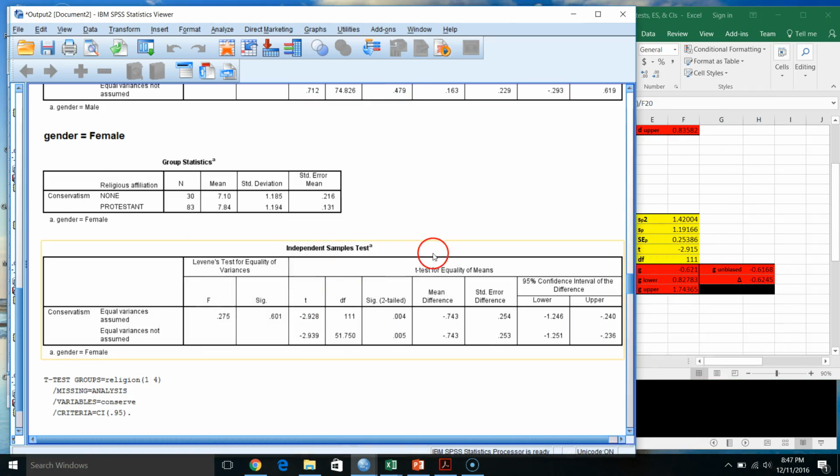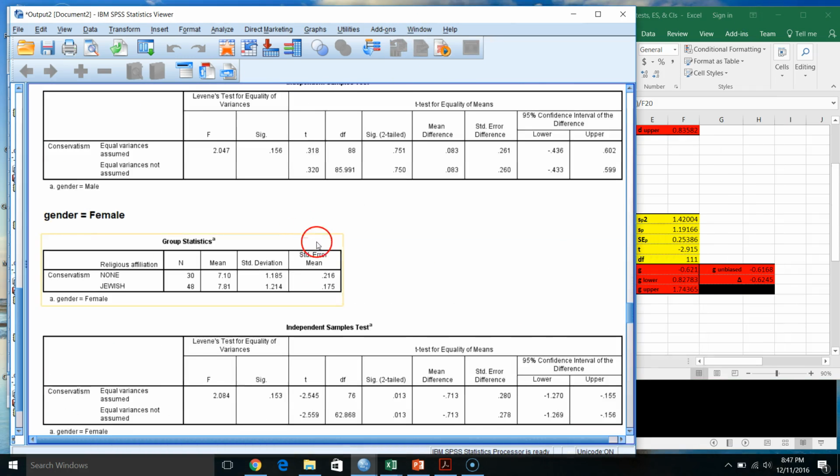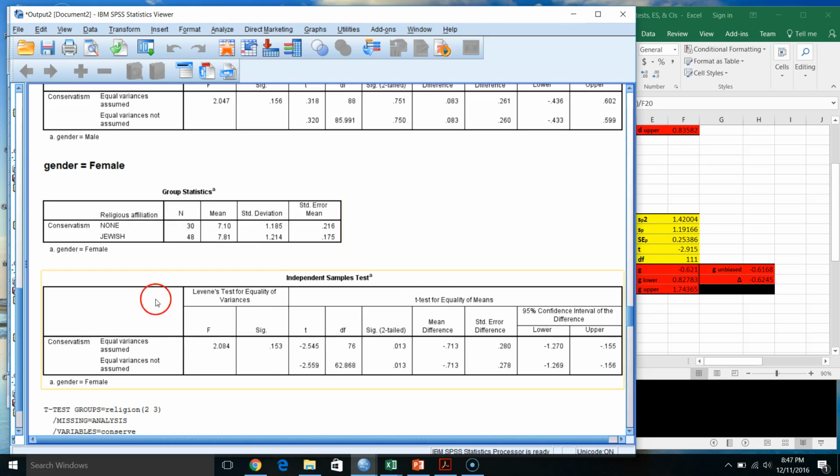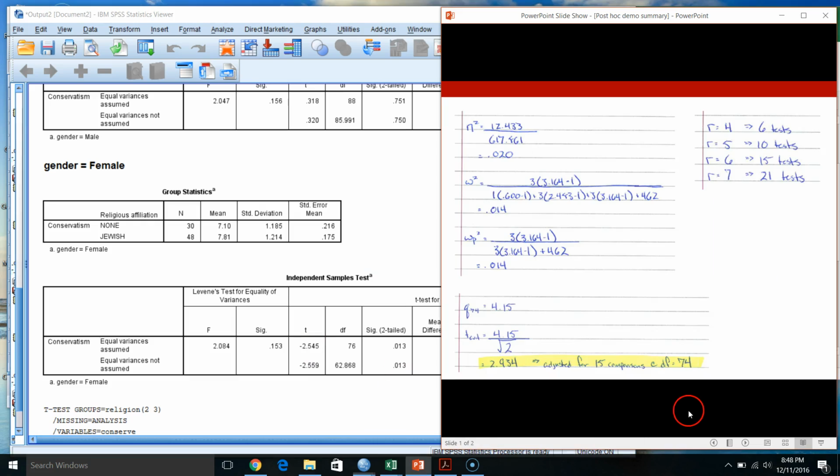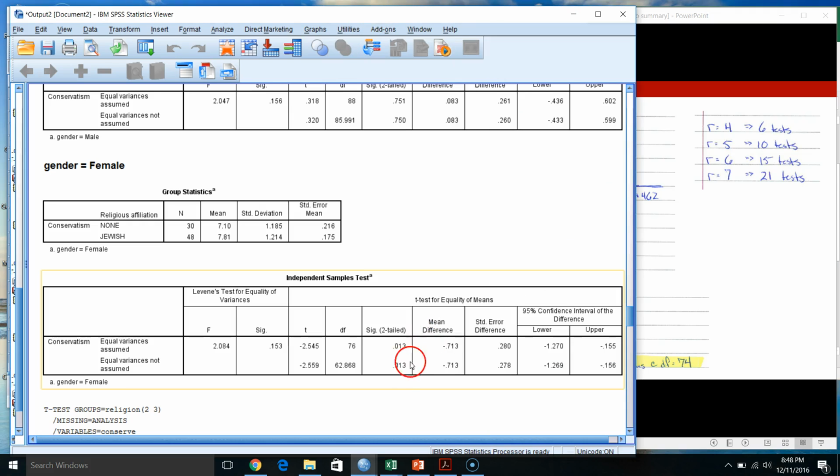Okay, so go back here, go down through, again ignoring the output for men, and looking at our output for women. Again, it looks like our Jewish female participants are scoring higher levels of conservatism than our unaffiliated women. But our test statistic here, 2.545, does not exceed our critical value set by our modified Tukey of 2.934. And so, if we were looking at per comparison error rates, we've got a statistically reliable difference here. We've incurred a steep penalty for all the possible pairwise comparisons within this interaction.